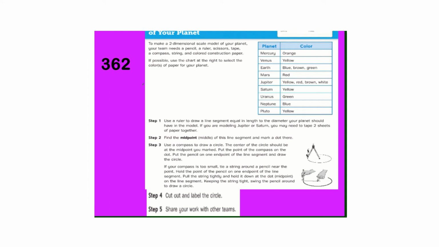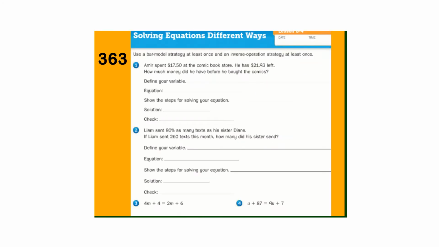Page 362, if you want to do that, that's fine. You don't have to. I'm not requiring anything, of course. And then I'm going to move on here to page 363. Okay, something different here. So we're going to solve equations in different ways. Bar model, let's see here. They used a bar model on 3 and 4. So I'll show you that one. I don't think you have to use a bar model at all. Let's just use the algebraic way to solve these.